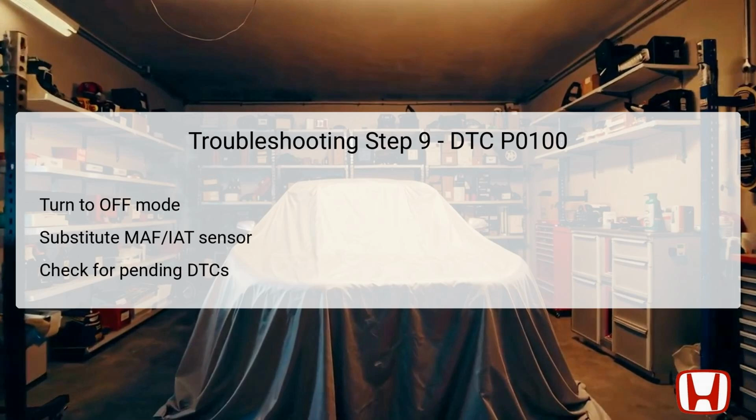Following a brief wait of at least 2 seconds, the next step is to check for any pending or confirmed DTCs again. If DTC P0100 still appears, it confirms the need for a new MAF sensor. If the code does not appear, it indicates that the MAF sensor was the original problem, and other checks should be conducted to ensure no further issues are present.